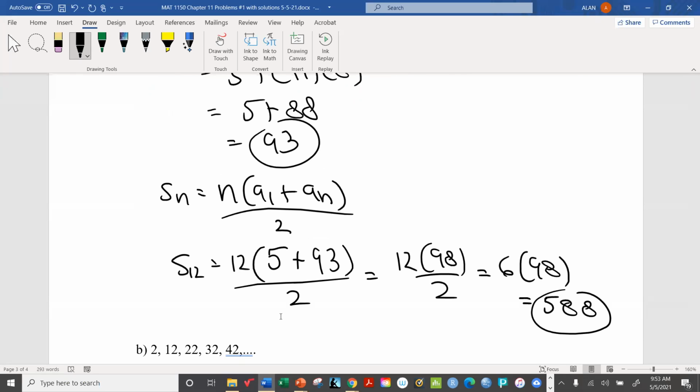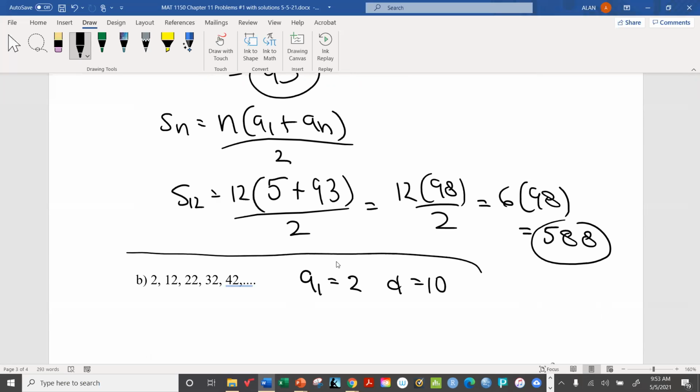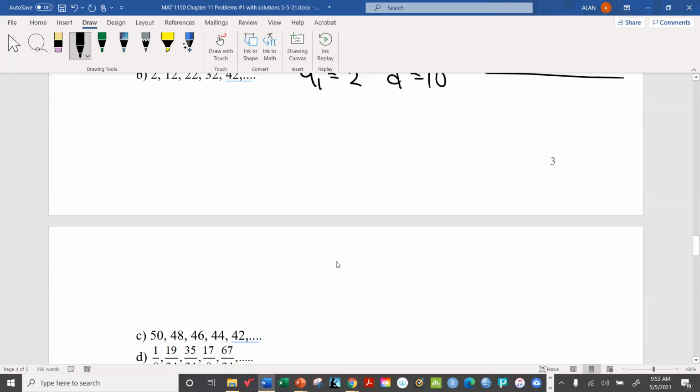All right. Now the next sequence, you can see here, A1 is clearly 2, and the common difference is just 10. All right. That's nice and straightforward. So once again, we'll apply these two formulas.